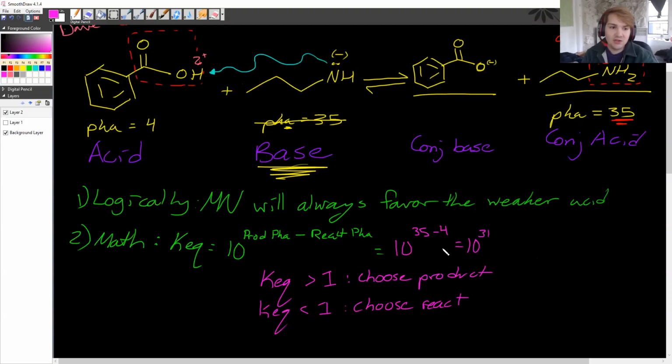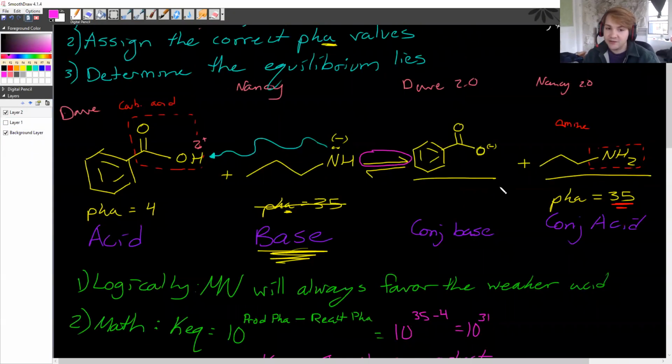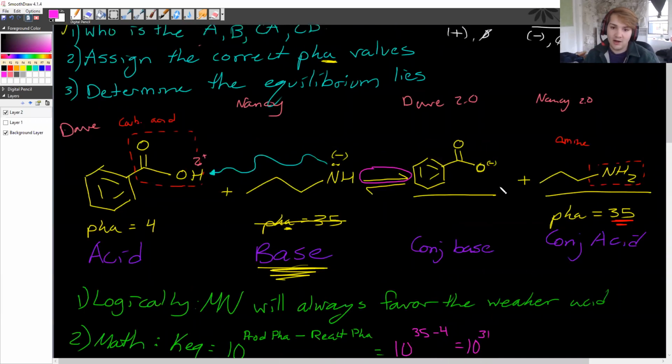10 to the 31 is 1 with 31 zeros after it. That's greater than the number of particles of sand on a beach. So that number is greater than 1, and we're going to choose the arrow that points to the product side, which also has the weaker acid that Mother Nature is favoring. So we're going to circle the top arrow. And this is how you get maximum points on your exam by doing all this work.